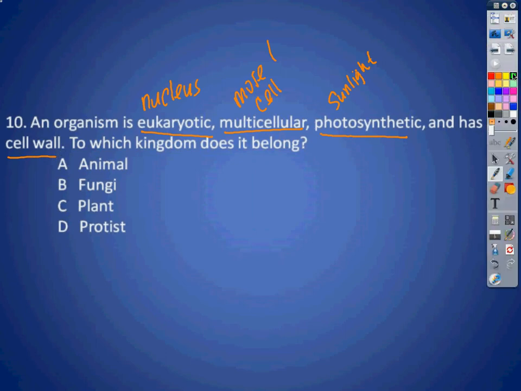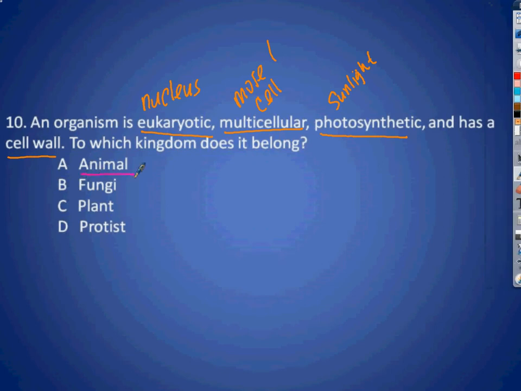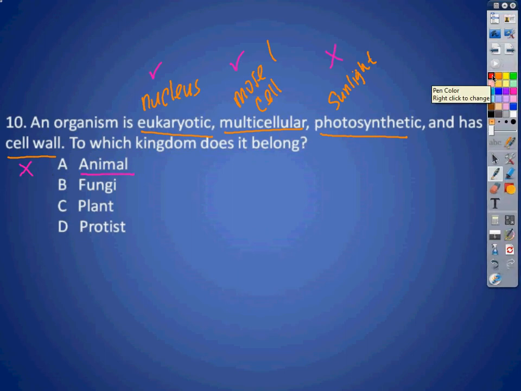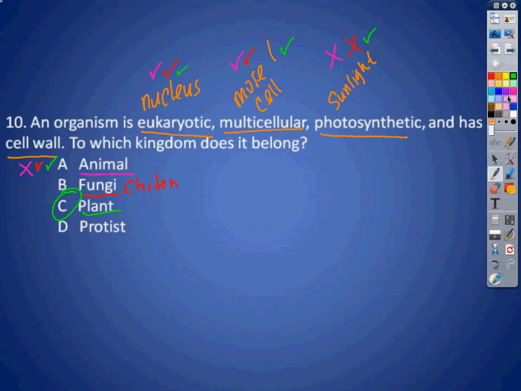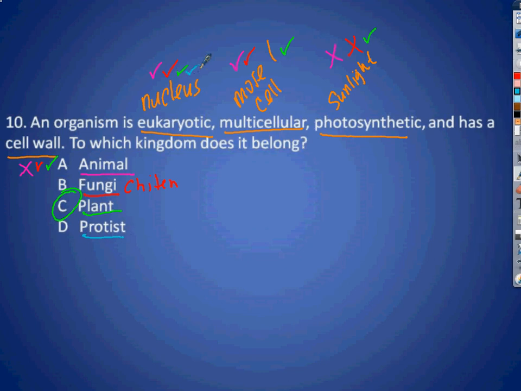All right, well, let's look at the animal. Animal's not right for a couple of reasons. Animal has a nucleus. It's more than one cell, but it's not sunlight. Does not have a cell wall. Animals never ever have a cell wall. Fungi have a nucleus. They're more than one cell. They are not photosynthetic. However, they do have a cell wall made out of chitin. Just for future reference, if that ever comes up again. Plant cell, nucleus, more than one cell. Photosynthetic, has a cell wall. C is the correct answer. Let's look at the protist. The protist has a nucleus. It is photosynthetic. Some of them have a cell wall, but they are unicellular.